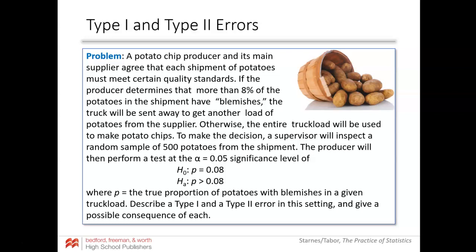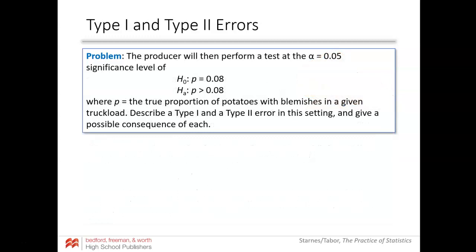To make the decision, the supervisor will inspect a random sample of 500 potatoes from the shipment, and the producer will use a significance level of 5%. So the null hypothesis is that the proportion is 8%. And the alternative hypothesis is that the true proportion of potatoes is greater than 8%, meaning more than 8% of them have blemishes. So they want us to describe what a type 1 error is and what a type 2 error is, and then talk about what does that mean in real life? Like which one's more regretful? So a type 1 error, remember, is where we reject the null hypothesis, but it's actually true.